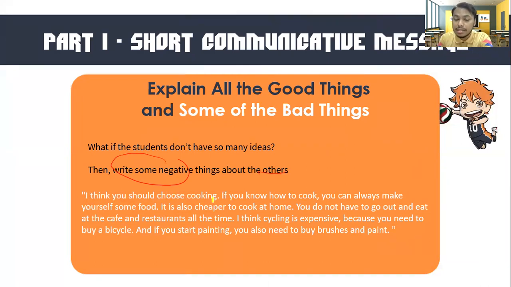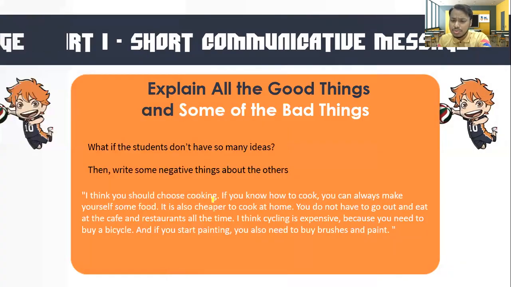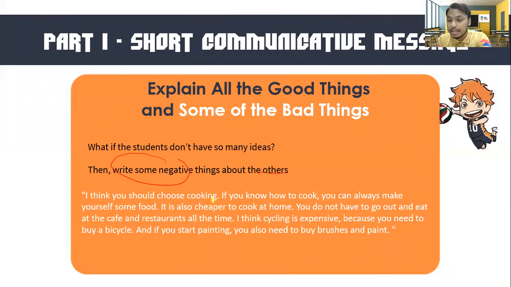It's the same passage as the first one. It is also cheaper to cook at home. You do not have to go out and eat at the cafe and restaurants all the time. I think cycling is expensive. You couldn't afford to buy a bicycle at all. And if you start painting, you also need to buy brushes and paint. Look at that, negative things about the others, because we want to convince Alex to go cooking.